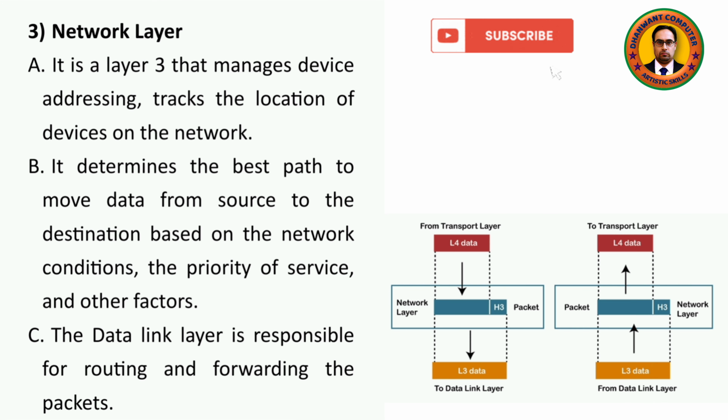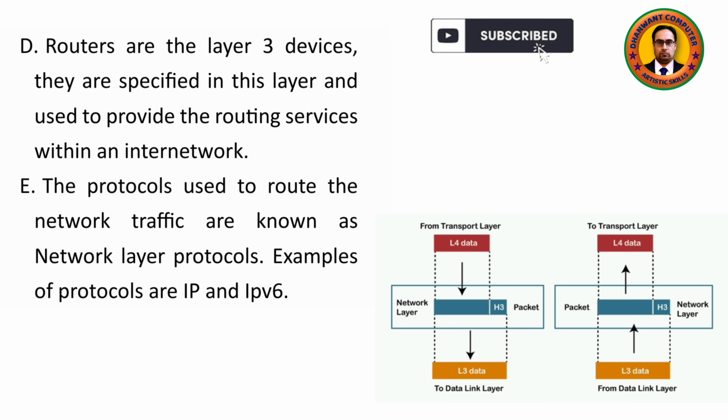3. Network layer. It is a layer 3 that manages device addressing, tracks the location of devices on the network. It determines the best path to move data from source to the destination based on the network conditions, the priority of service, and other factors. The network layer is responsible for routing and forwarding the packets.